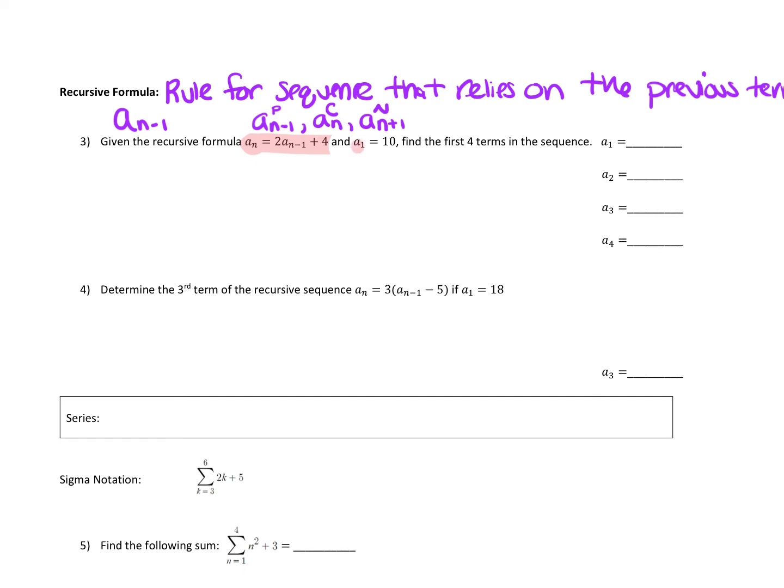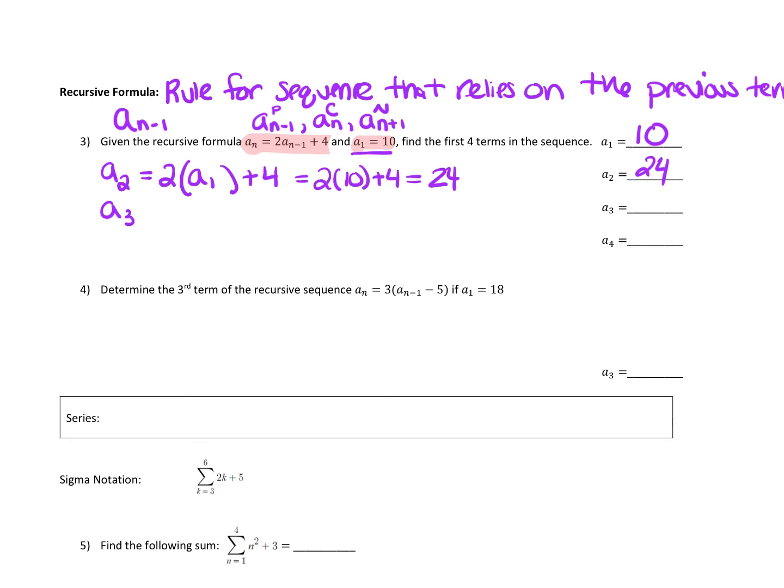And then I have a1 is going to equal 10. So what this means is that, let's say I want to find the next 4 terms. So I already know that a1 is 10, so I can actually already put that right here. And then to find a2, that means I'm going to do 2 times a1 plus 4. So that's going to be 2 times 10 plus 4, which would be 24.